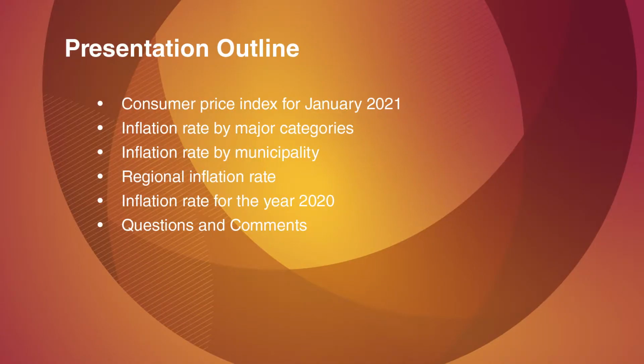The outline of my presentation is as follows. First, we will look at the Consumer Price Index for January 2021. Secondly, we will look at the inflation rate by major categories. Thirdly, we will look at the inflation rate by municipality. Fourthly, we will look at the regional inflation rate. Lastly, we will have a look at the inflation rate for the year 2020 in comparison to the year 2019.